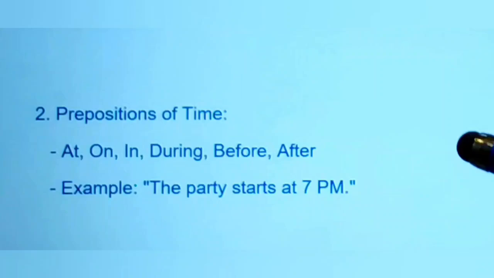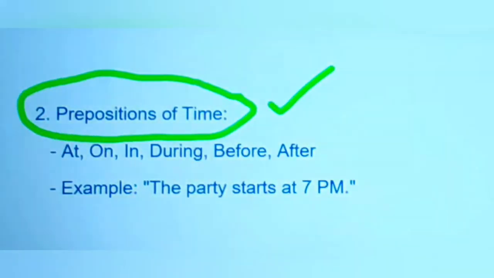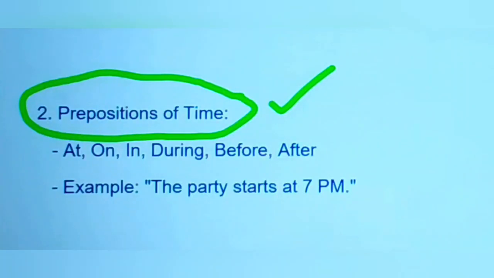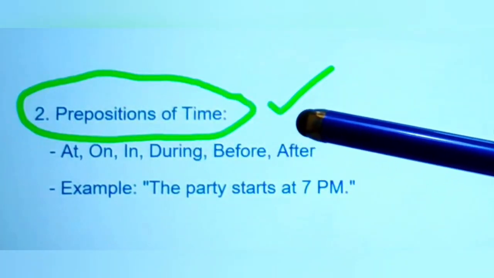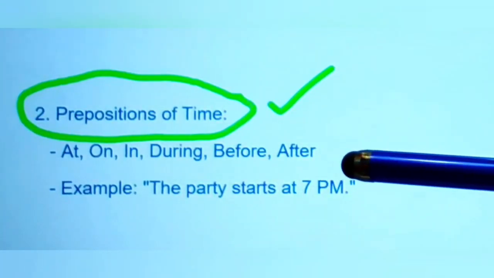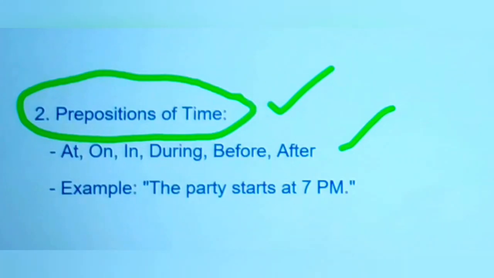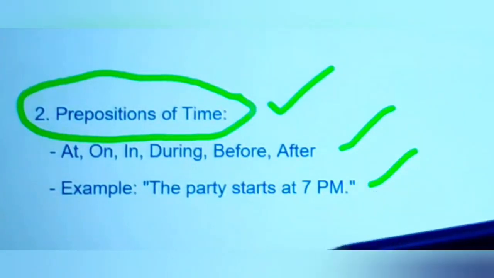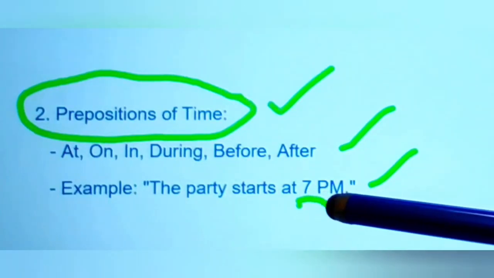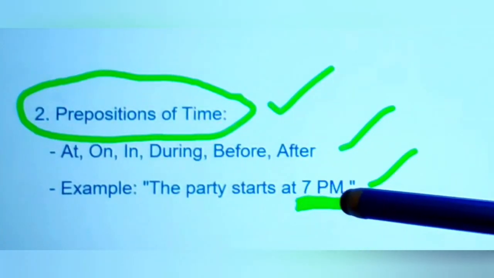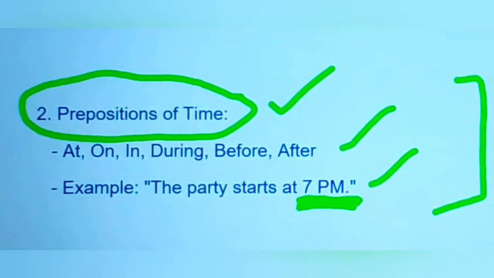Next one we have is prepositions of time. This describes the time. What time? For example here: at, on, in, during, before, after. So these describe the time. For example, in the sentence here, the party starts at 7 p.m. So this describes the time. Second one, hopefully you got this one as well.